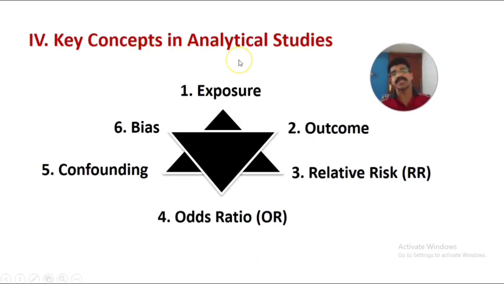Then, key concepts in analytical study. What are the important components or concepts of analytical study? There are 6 important concepts. First is exposure. Second is outcome. Then relative risk, RR, odds ratio, OR, confounding factors and bias, or errors.